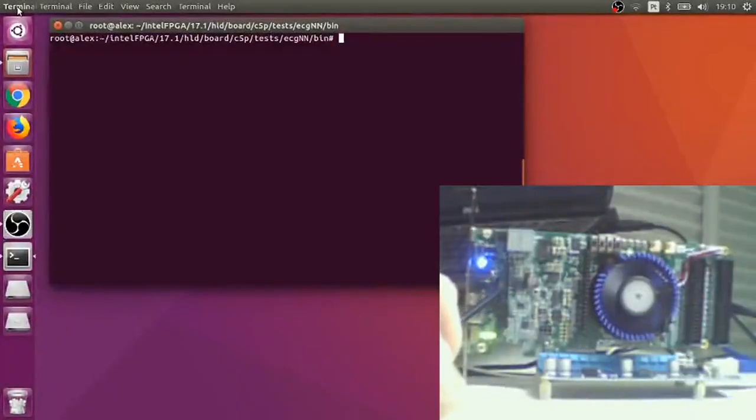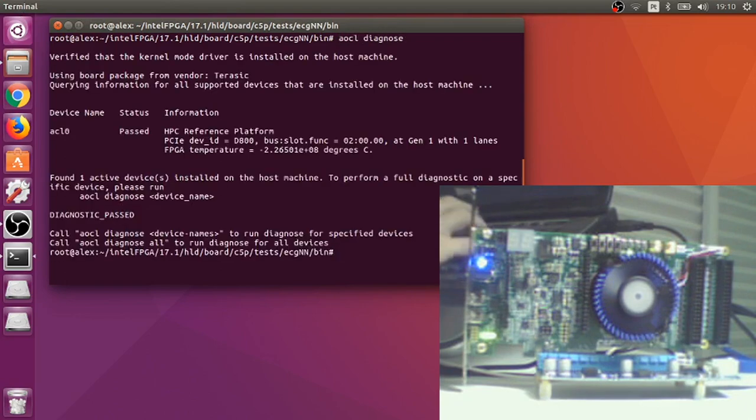This is the OpenVINO starter kit installed on an eGPU and hosted by a Dell XPS L502 laptop, using the free mini PCIe presented in this laptop. So with everything configured, we can see this by the AOCL diagnose command, diagnostic test.